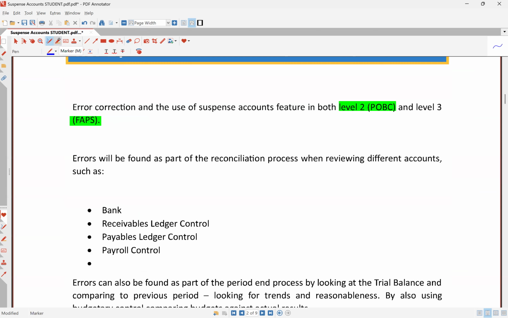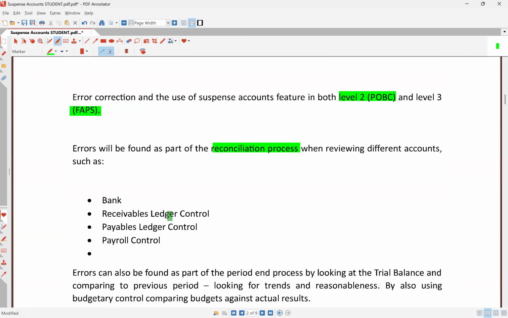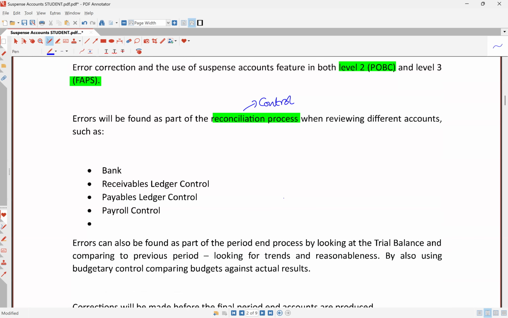Now, errors will usually be identified when we carry out our reconciliations, when we're comparing two things, making sure that things are correct. It's part of what we call in accounts our controls. When we have a control, it's there to make sure that we can rely on those numbers. Are things correct? This is one of the controls that we carry out when we do reconciliations. Now, we will carry out reconciliations of different types of accounts. The bank, so you would compare the bank statement to your version of the bank in your accounting software.